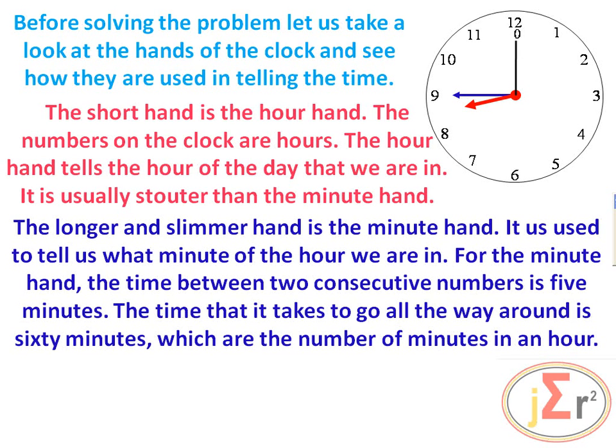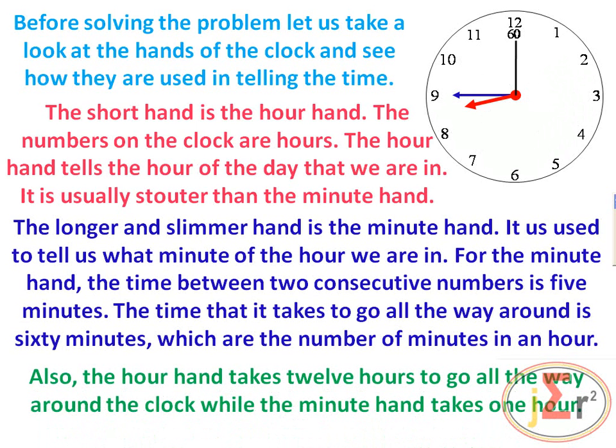And for every digit that we encounter, by the minute hand, that is 5 minutes. And we can count with the clock: 5, 10, 15, 20, 25, 30, 35, 40, 45, 50, 55, 60. Also, the hour hand takes 12 hours to go all the way around the clock, while the minute hand takes only 1 hour. So the minute hand will take only 1 hour to go all the way around the clock.